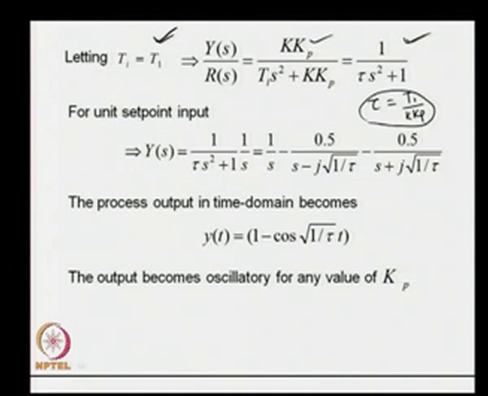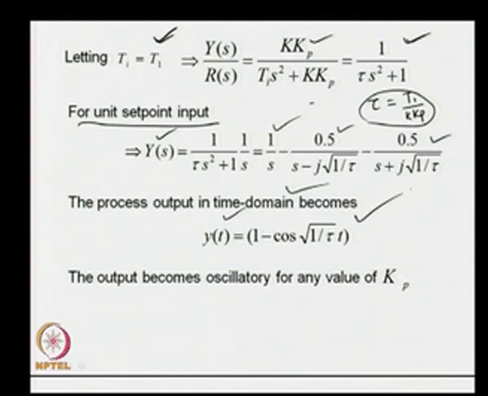When the closed loop system is subjected to unit set point input, that means when r(t) equal to 1 in time domain, which implies R(s) equal to 1 upon s in the frequency domain, then the expression for the output in frequency domain becomes 1 upon s minus 0.5 upon s minus j times root of 1 upon tau, minus 0.5 by s plus j times root of 1 upon tau. Taking Laplace inverse transform, the process output can be expressed in the form of 1 minus cos root of 1 upon tau t.